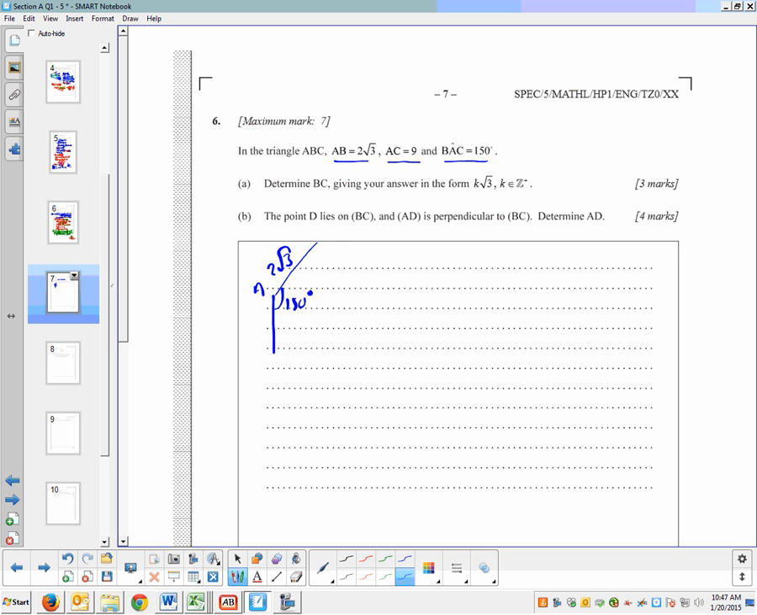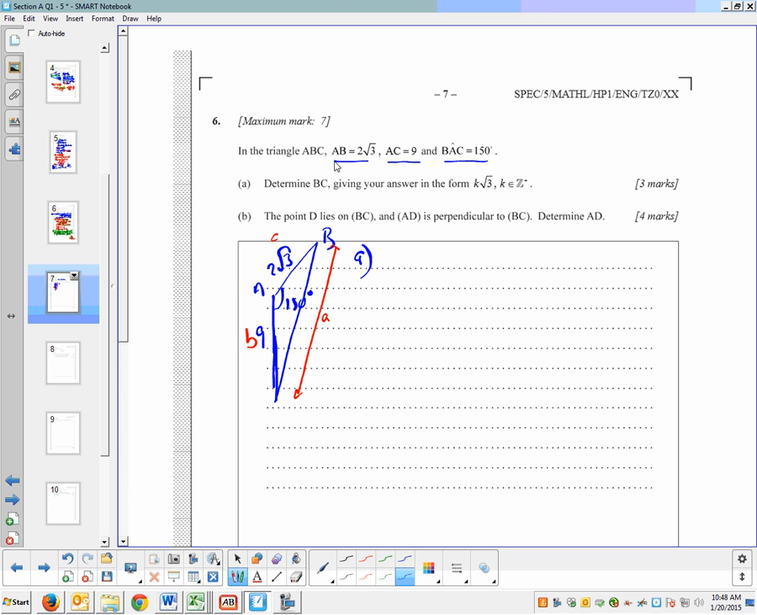2 root 3 for AB, 9, that's a bit longer, isn't it, for AC. The triangle's going to look something like that. And the first part of the question is to determine BC. So that's this length, which I'll call little a. And it's cosine rule. That's little a, that's little c there, that's little b there.